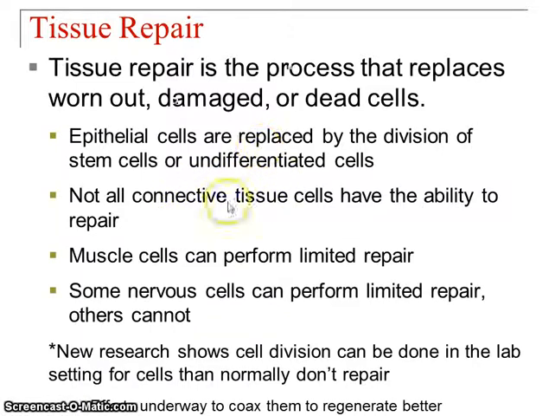Not all connective tissues have the ability to repair, but most. Muscles, limited repair. Cardiac muscle can't repair at all. And then nervous tissue, your central nervous system can't repair at all. Your peripheral can a bit. But they are looking at ways to get different types of tissues that don't normally divide to divide. So, like giving the epithelial growth factors to the different types of tissues, trying to get cells to go through mitosis that normally wouldn't.